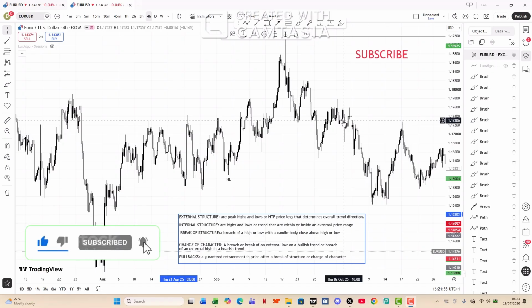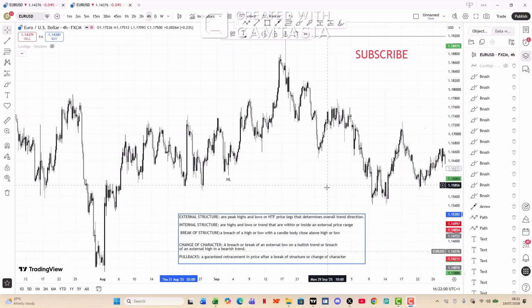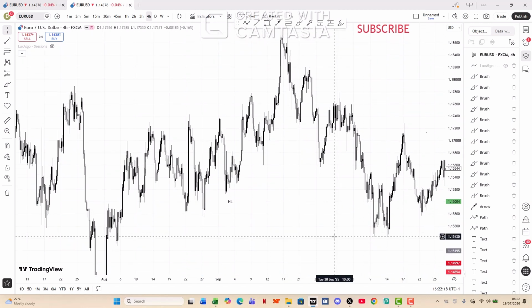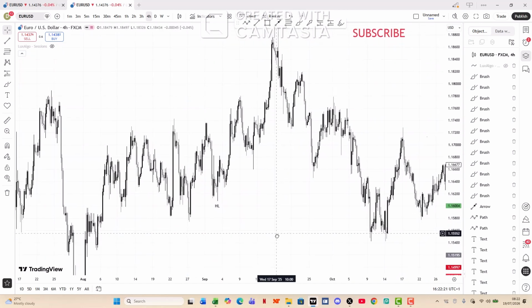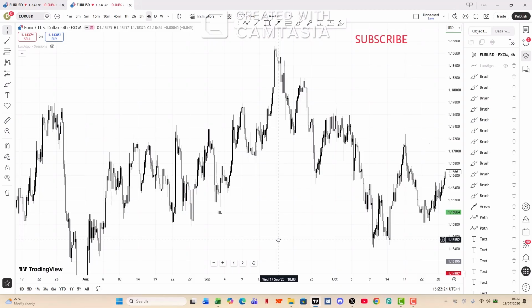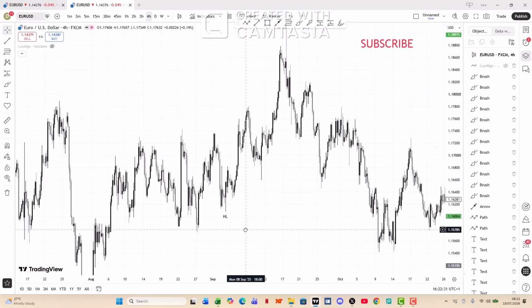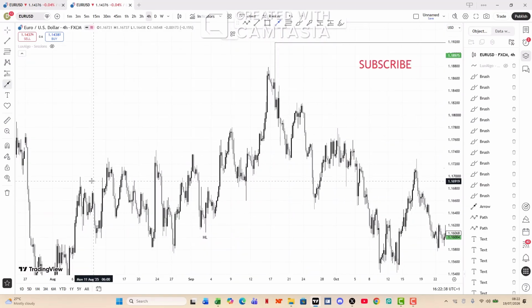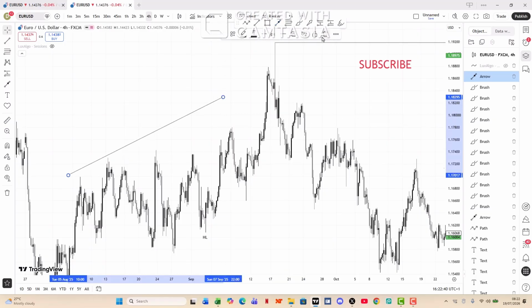So everything I taught back there on the line chart, we are applying it all on this live chart. We'll start with external structure. I said external structure are peak highs and lows, or high time frame price legs, that determine overall trend direction. This is the 4-hour time frame, and I also recommend marking out your structural highs and lows on the higher time frames, like the yearly, the monthly, the daily, and the weekly. So we'll now mark out our structural highs and lows. In this case, we can clearly see that price is in fact bullish.